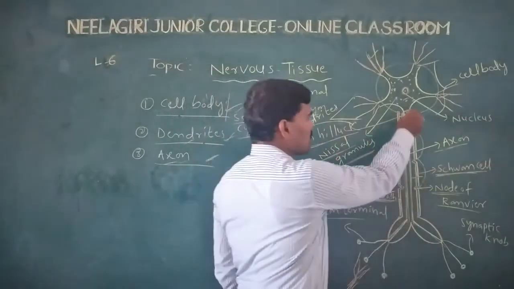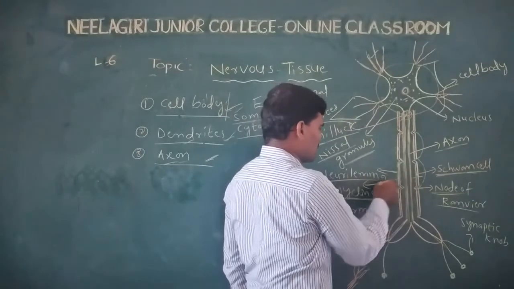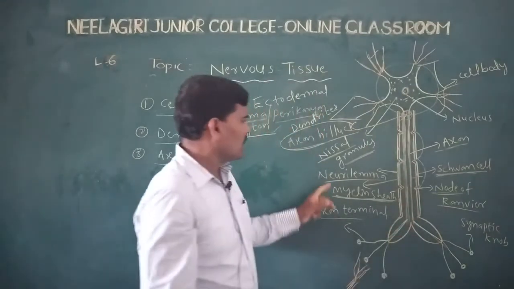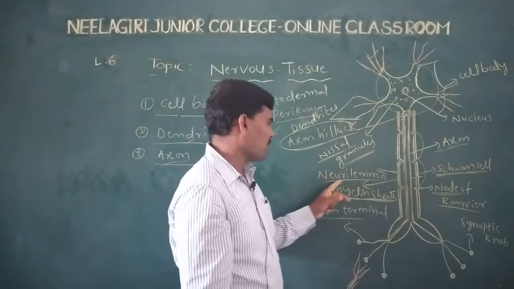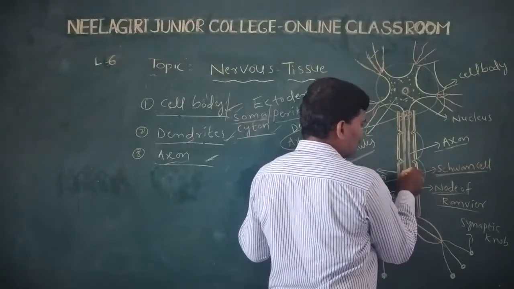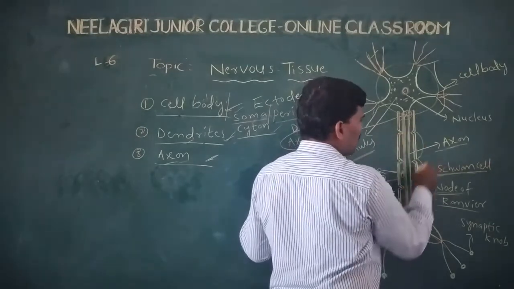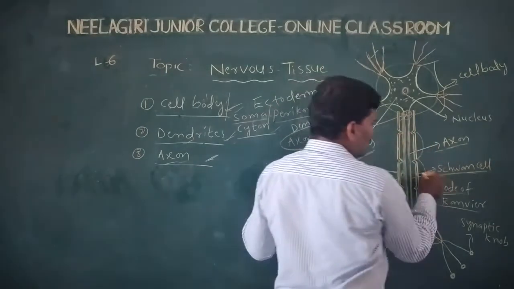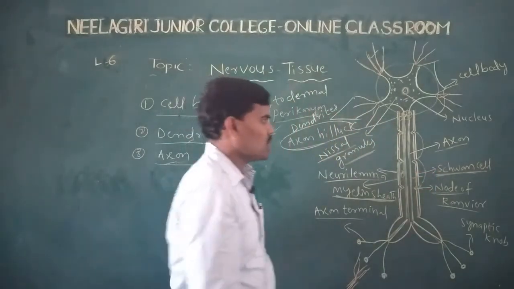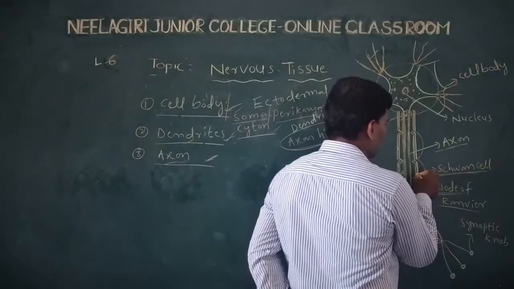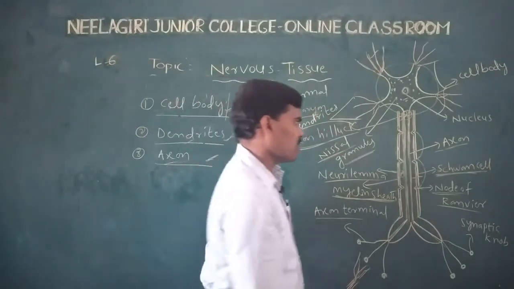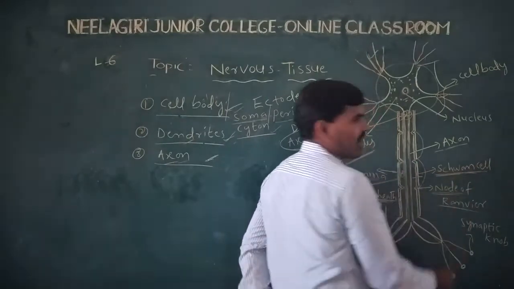The outer surface of the axon is surrounded by a layer called the myelin sheath. The outer surface of the myelin sheath has a plasma membrane called the neurolemma, and inside is the neuroplasm. So this is the axon. Between the neurolemma and myelin sheath the Schwann cells are present, named after the scientist Schwann who first recognized them.